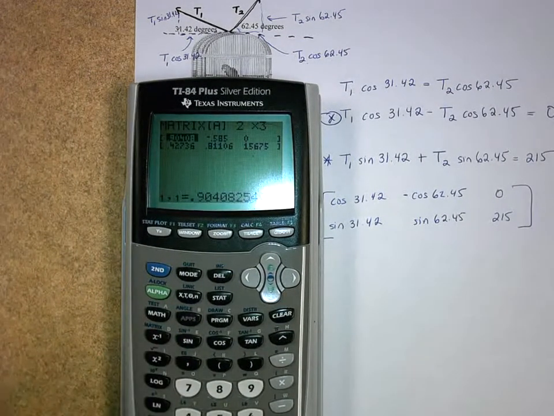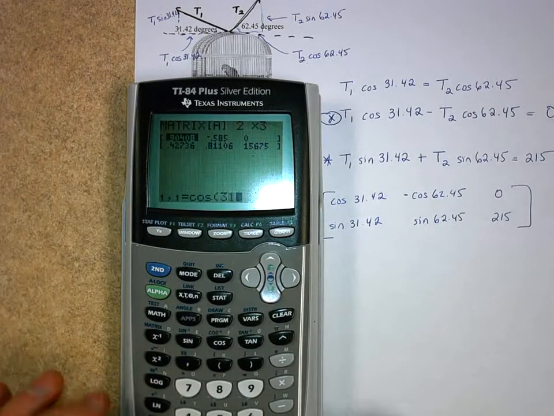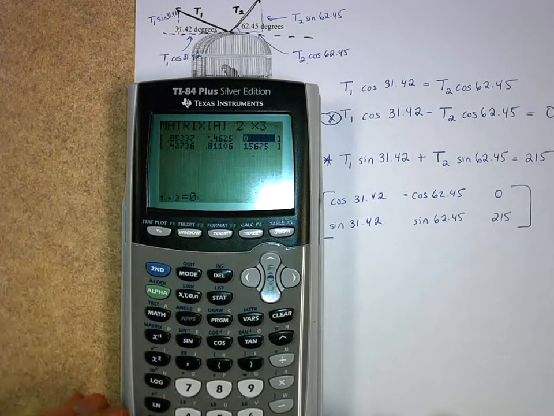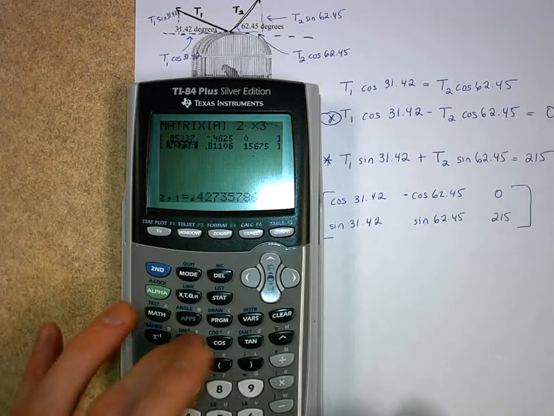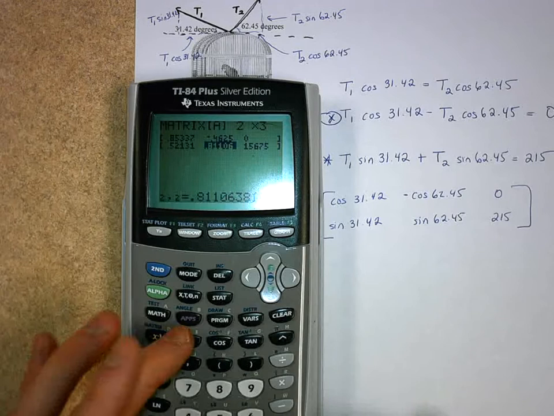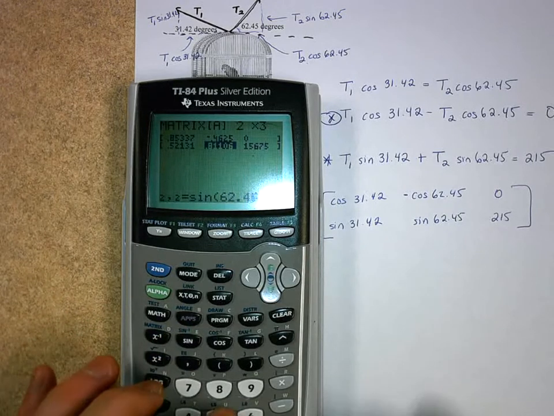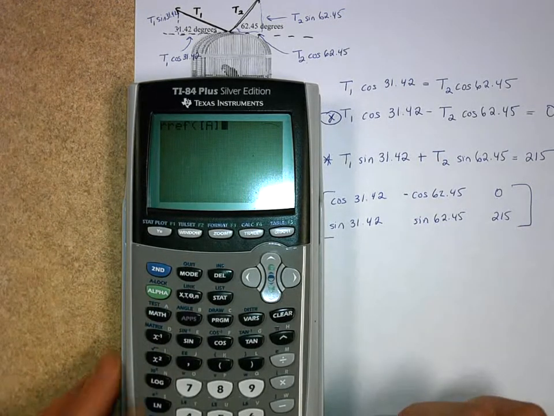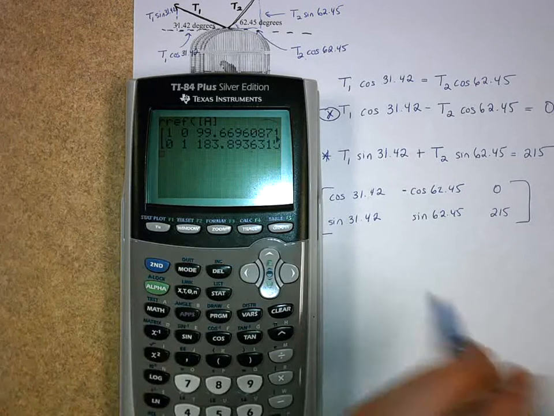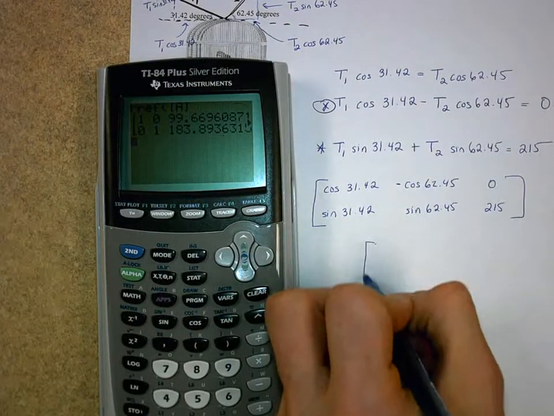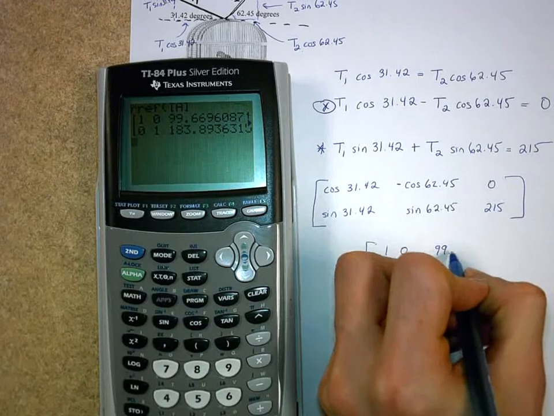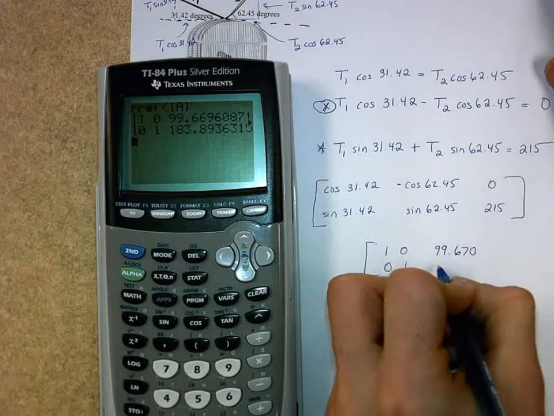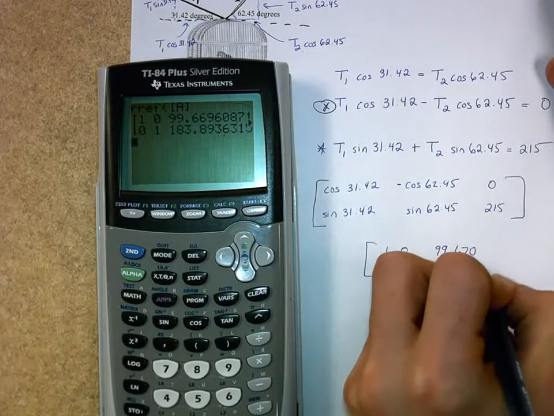I still have my stuff from the last problem there. We'll just overwrite that. Cosine of 31.42, minus cosine 62.45, and 0. Sine of 31.42, sine of 62.45, and then 215. And I'll bring up my row reduction again. And I can see my matrix is going to be 1, 0, 99.670 if I round to 3 decimal places, and then 183.894.